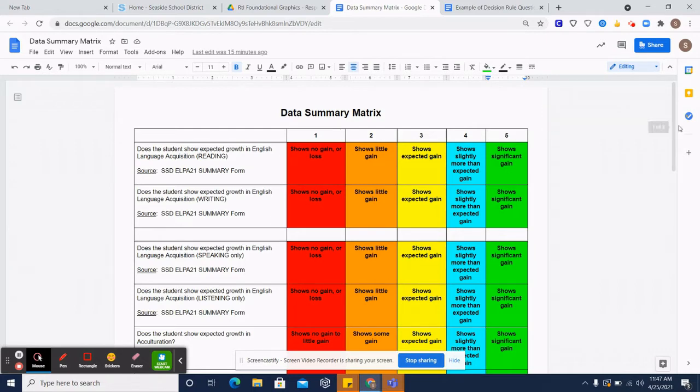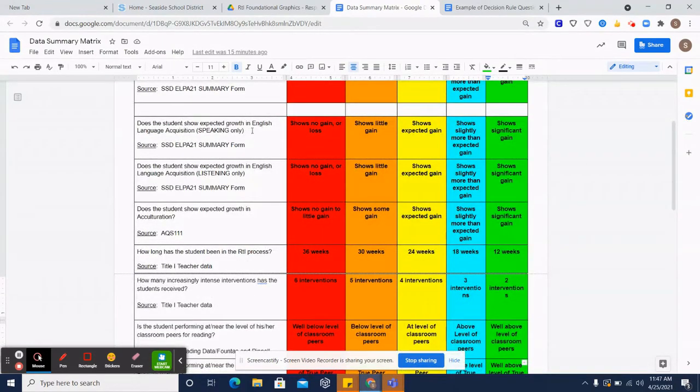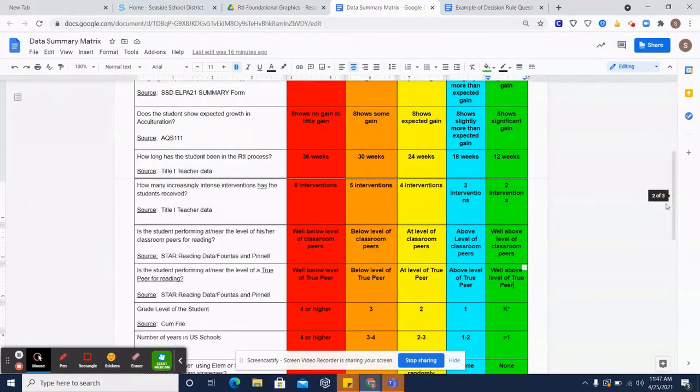And then we also do the same for a number of other areas. Of course, speaking, the same Likert scale. Listening on the ELPA, same Likert scale. And then we also take a look at their growth in the Acculturation Quick Screen, the Catherine Collier assessment. It's one that we do when students arrive in their very first year or very first month that they arrive at school in the US. And we look to see if they show a little gain there, some gain, expected gain, slightly more than expected, or significant gain. And there are some measurements on the AQS that you can plug into those five areas.